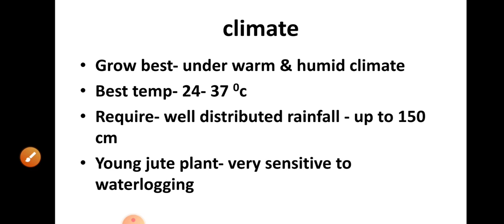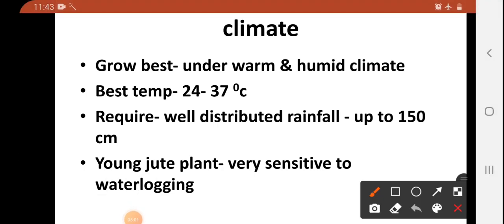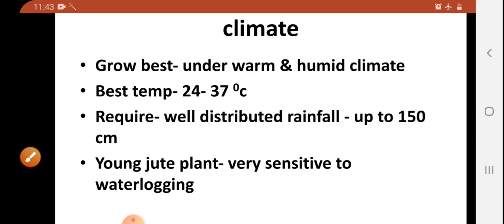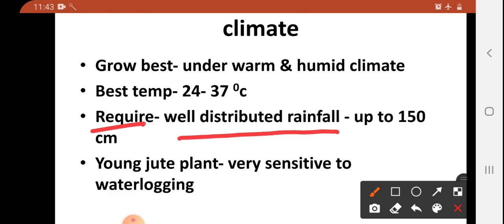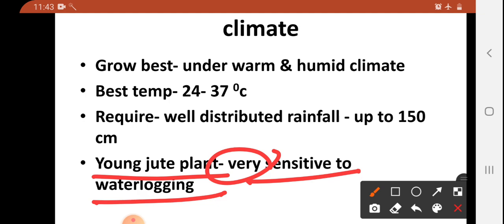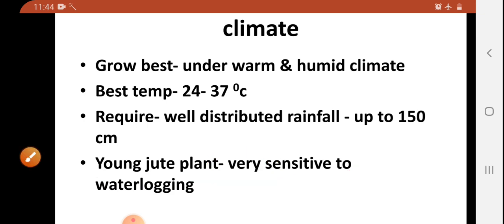Here is the climatic requirement of this jute crop. This jute crop can grow best under warm and humid climatic conditions. The optimum temperature for cultivation, or for completion of the whole lifespan of the jute crop, is 24 to 37 degrees Celsius. Jute requires well distributed rainfall up to 150 centimeters, and the young jute plant is very sensitive to waterlogged conditions. So we have to avoid waterlogging when this crop is at the young stage.